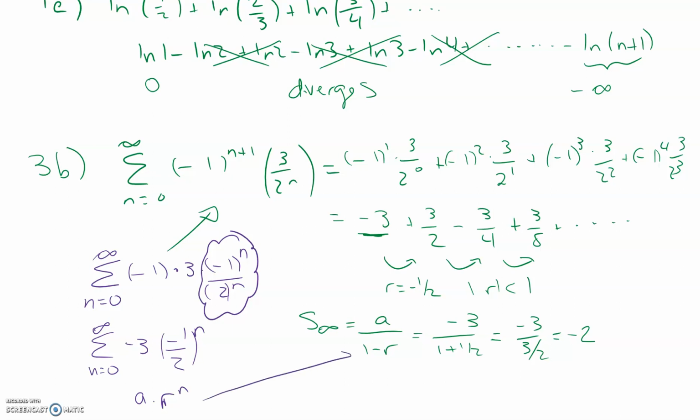So this is one way to do it. Notice that the a is here and the r is there. And this will work when we're using n equals 0 as our starting point. So that's just one thing that we could use.